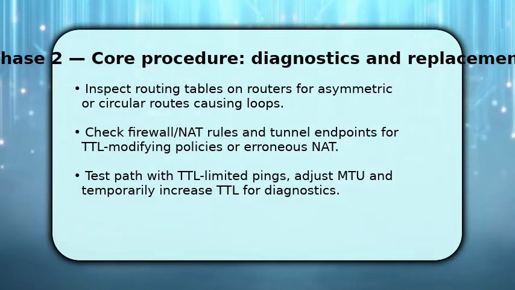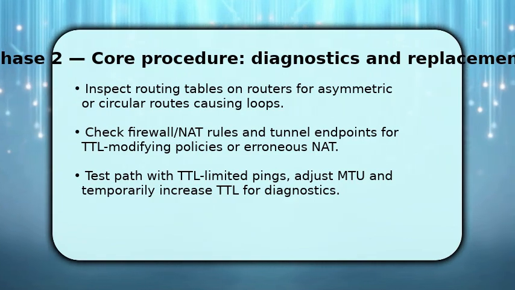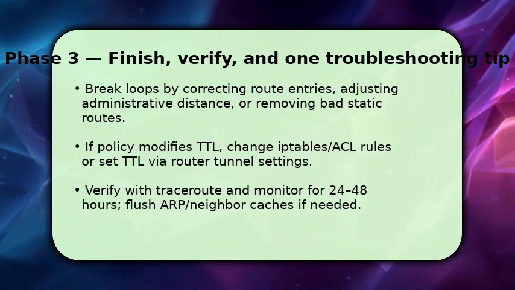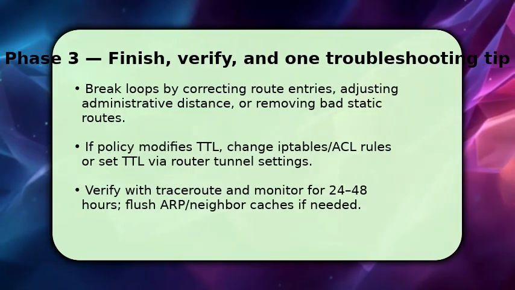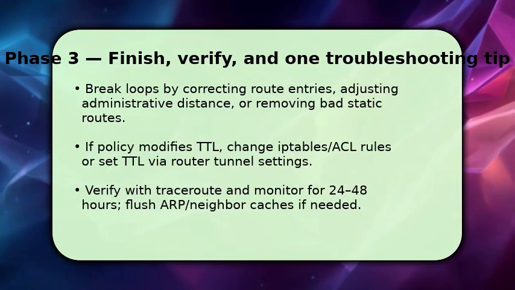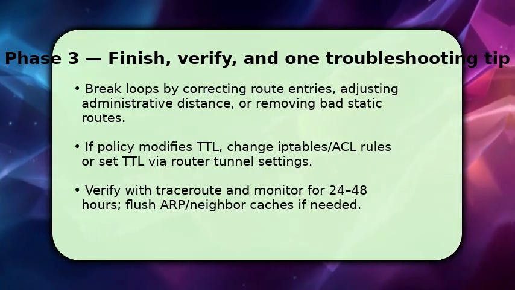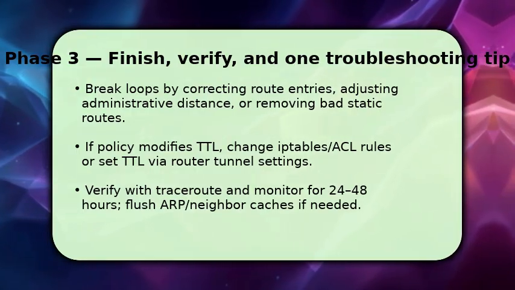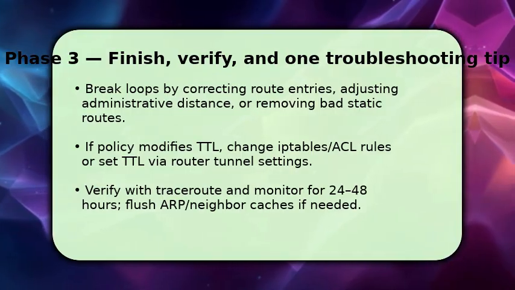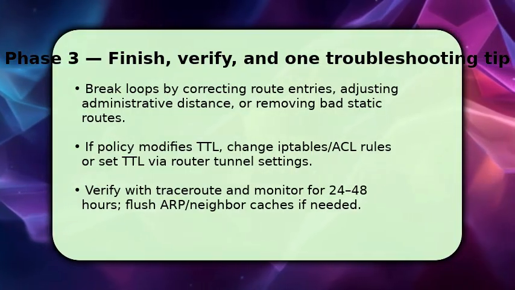Remove or correct static routes, update BGP/OSPF metrics, or fix tunnel endpoints so packets progress normally. If a firewall or iptables rule is altering TTL, modify or remove that rule. You can also use iptables TTL targets to set a safe value temporarily.